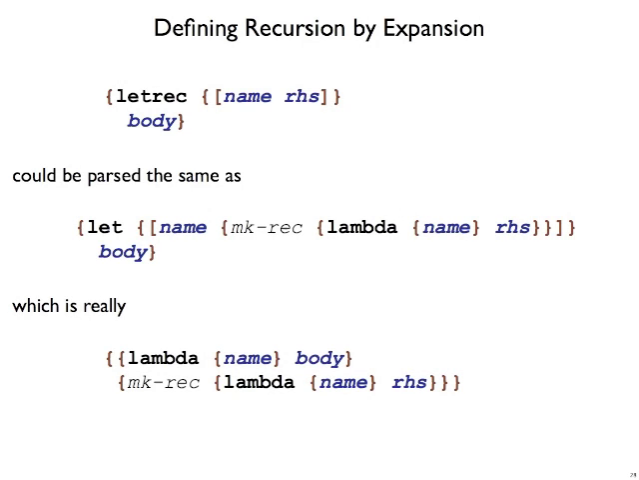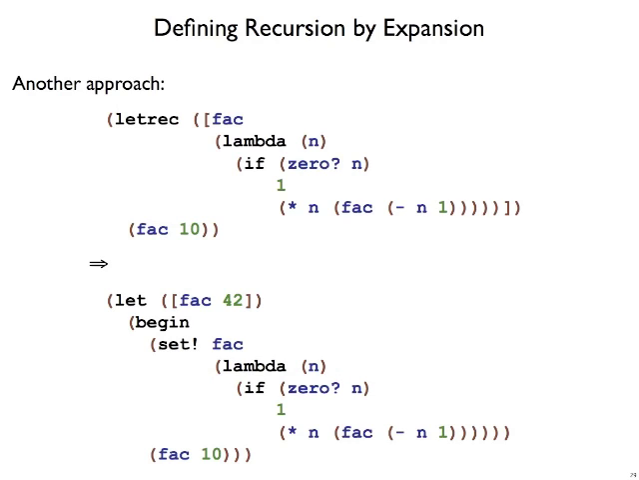So we have this encoding of Letrec that doesn't really work for anything other than functions. And we have an implementation of Letrec that relies on PLAI's typed Letrec, and neither of those are really satisfactory at the moment. There's another way of thinking about Letrec as an expansion, which is in terms of set.